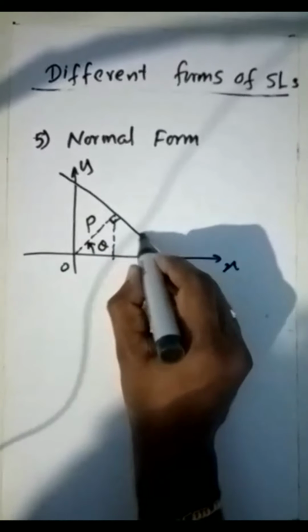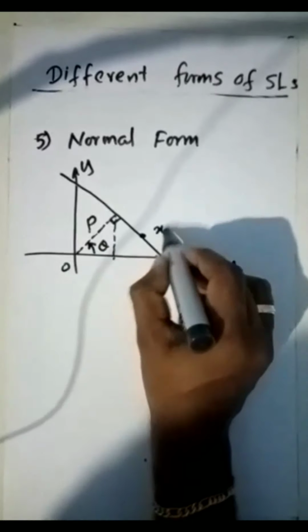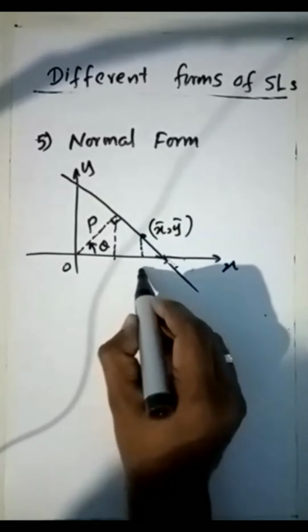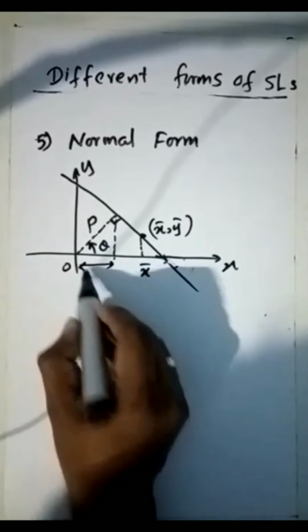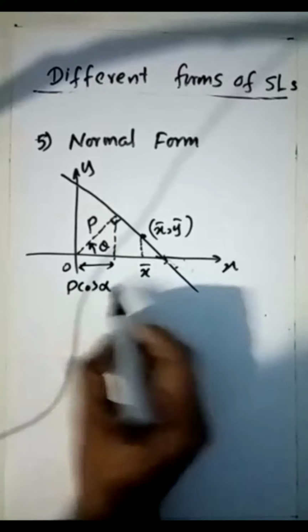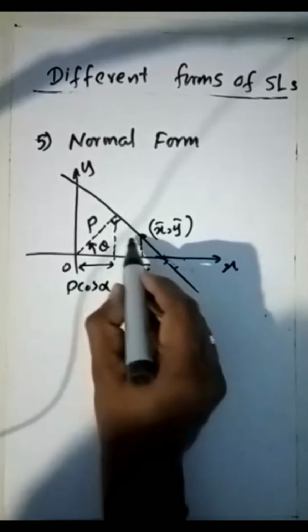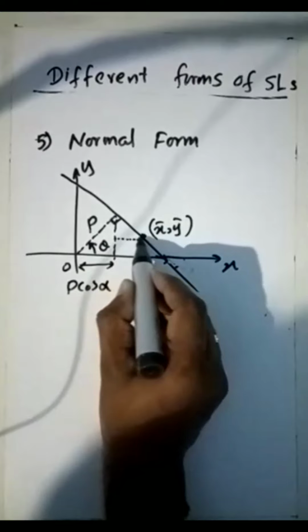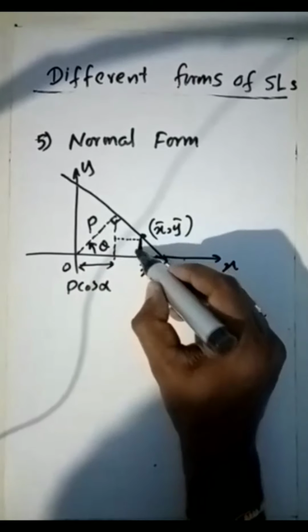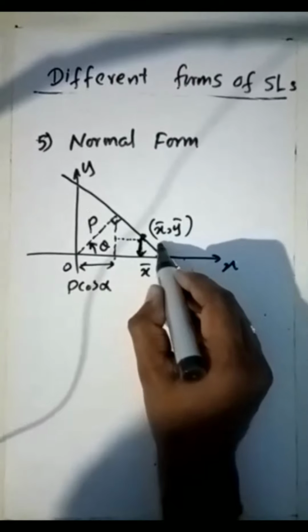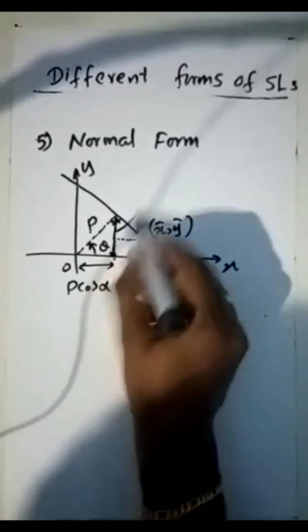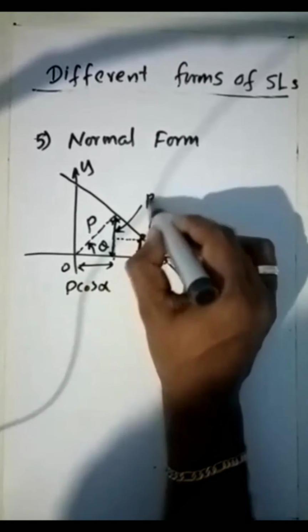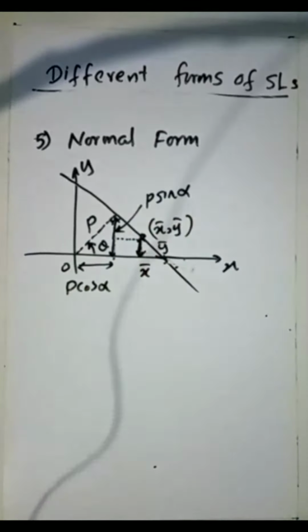I'll do this construction. Take this point (x bar, y bar). Then here this coordinate x bar, and here p. Then here this length p cos alpha. Take this on all. Here this length y bar. And here this length p sin alpha.